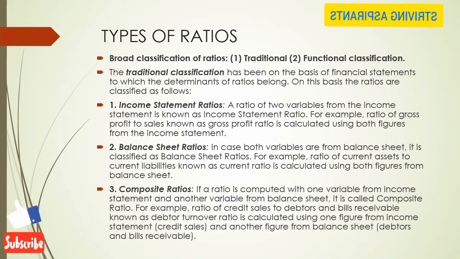First one is income statement ratios. A ratio of two variables from the income statement. It means the figures will be taken from the income statement. Example, the ratio of gross profit to sales, known as gross profit ratio, is calculated using both figures from the income statement.